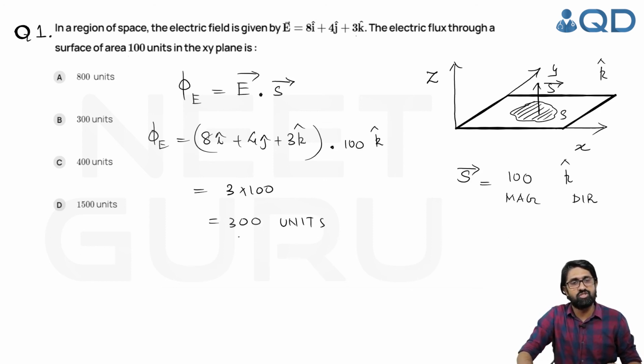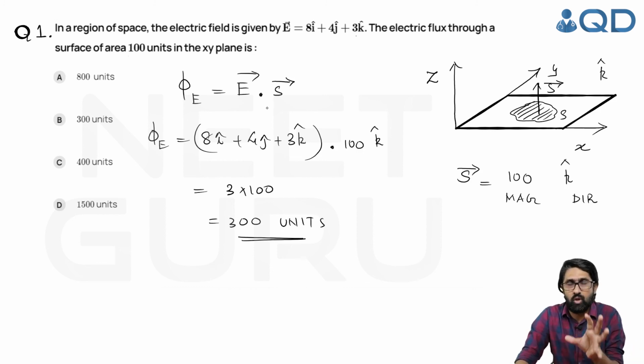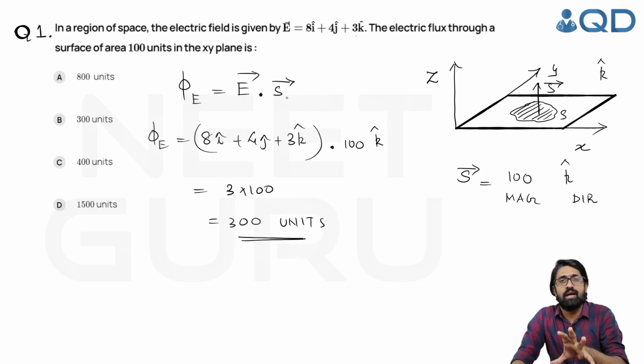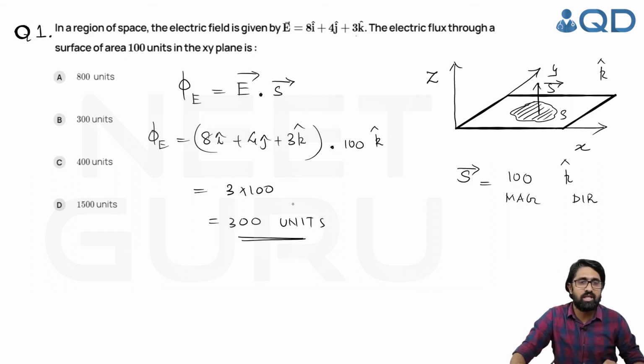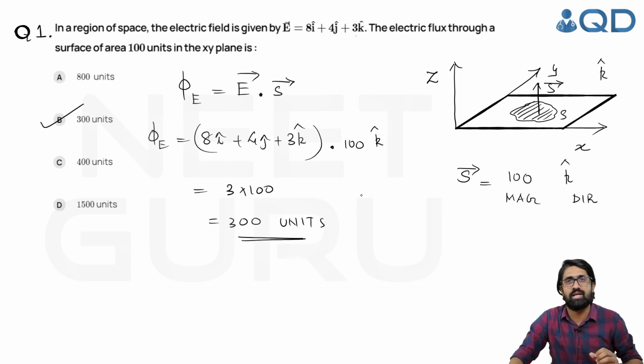It's a very simple, straightforward question. It is based on the equation to find out electric flux through a surface kept in a uniform electric field. If this electric field was non-uniform, then you would have to use integral calculus here to find out the electric flux. But this is very simple. 300 units, option B is the correct answer.